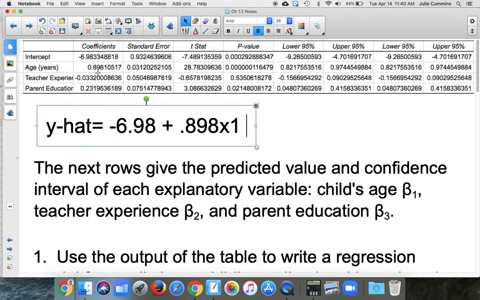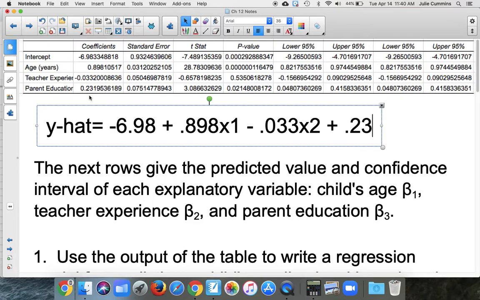I don't have subscripts right now. Plus, and then we have the next one. Oh, actually, that's a minus. Minus 0.033 x2. And then the next one is positive, so plus 0.232 x3. And like I said, these are subscripts, so I'll just make them smaller.